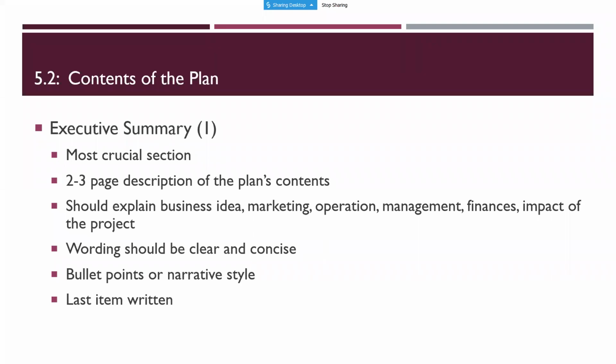So what this should do, and it is the most crucial section of the plan, because this is going to be the first thing that lenders or investors are going to see that's going to have any meat to it. I mean, before this, you had a title page, you had a boilerplate confidentiality statement, and you had a table of contents that people probably just zipped through visually, and that was it. Executive summary is what it's gonna be their first impression. So that's why it's most crucial.